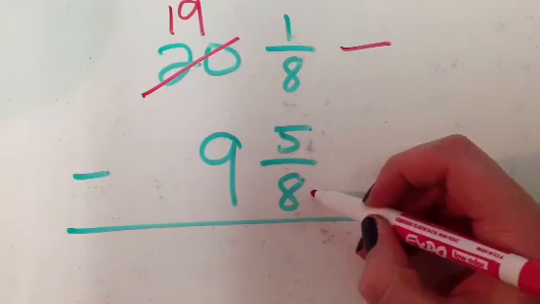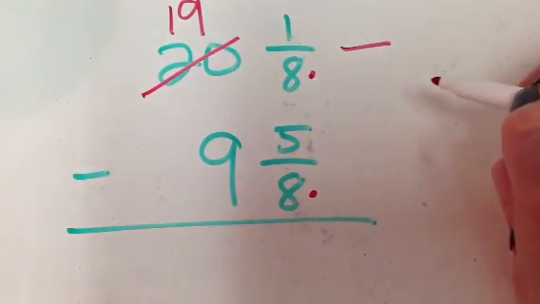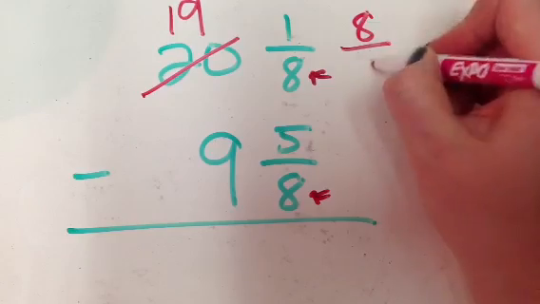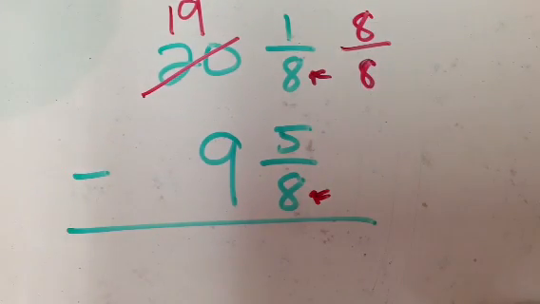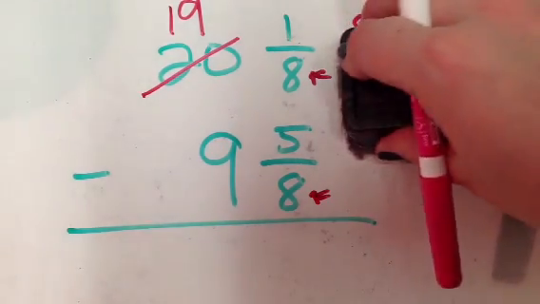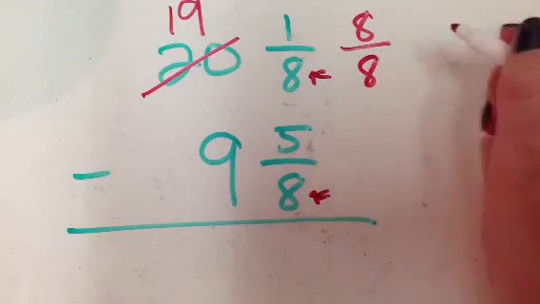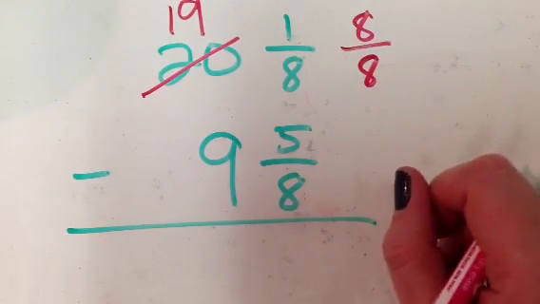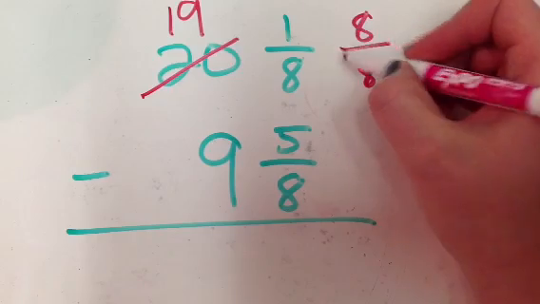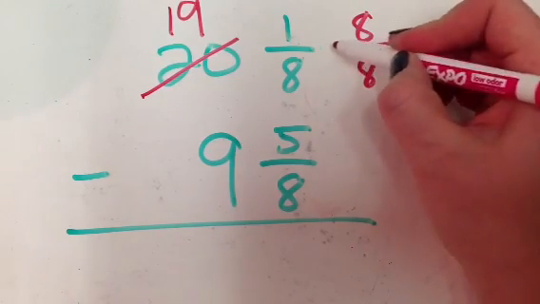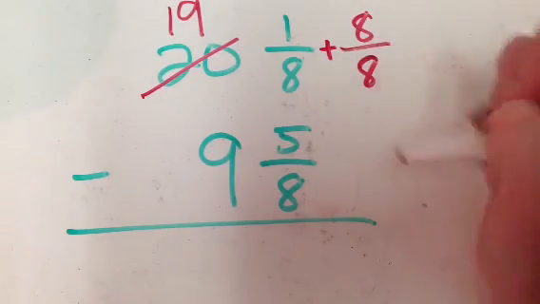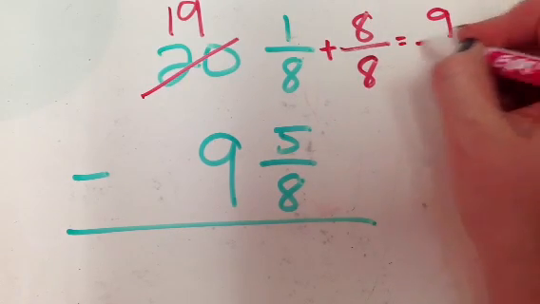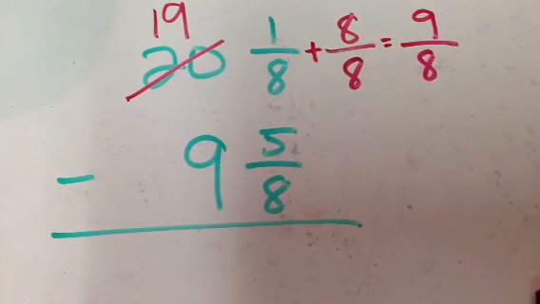Okay, since I already have 8s on the bottom, right? Look at that. 8 and 8. I'm just going to make it 8 over 8. Because then I don't have to find a common denominator, and I'm making a lot less work for myself. I'm all about not having too much work to do. Okay, now we're going to add these top numbers together. So 1 plus 8 is 9. My bottom number stays the same, okay?